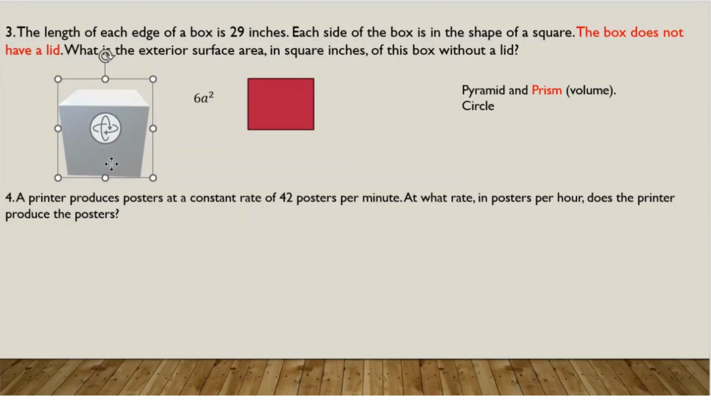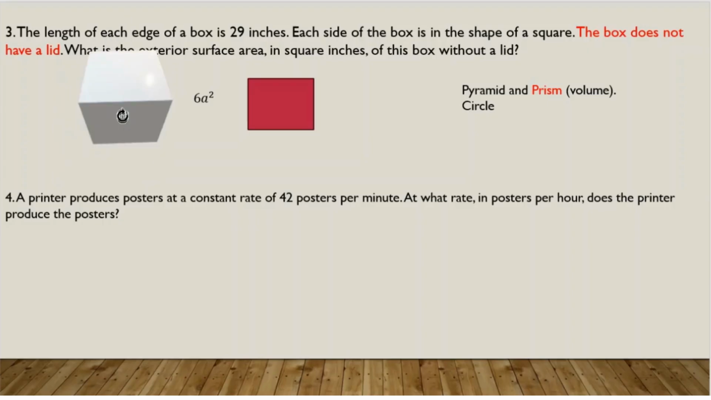So where's the lid? If this is a box, how is it going to look? In this case, this side is basically empty because it doesn't have a lid. So what's left? We are left with only five sides: one here, one here, one here, one here, and one at the bottom. That's it, five sides, not the top one, because it doesn't have a lid.